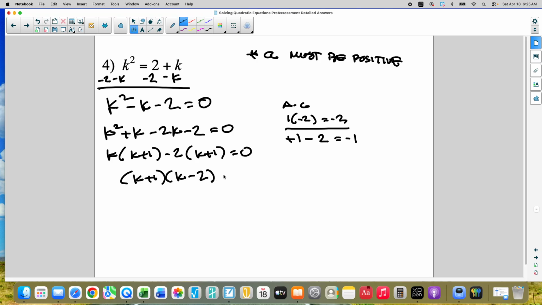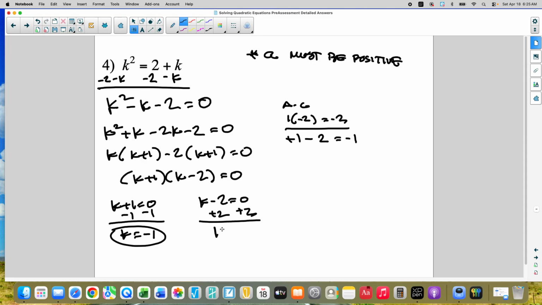K minus 2. K plus 1 equals 0. K minus 2 equals 0. Plus 2. So my solutions are -1, 2.